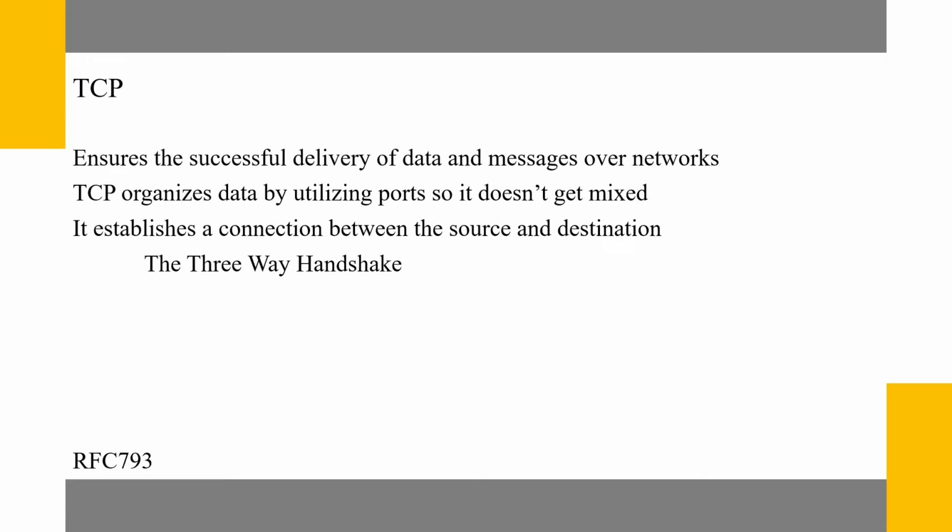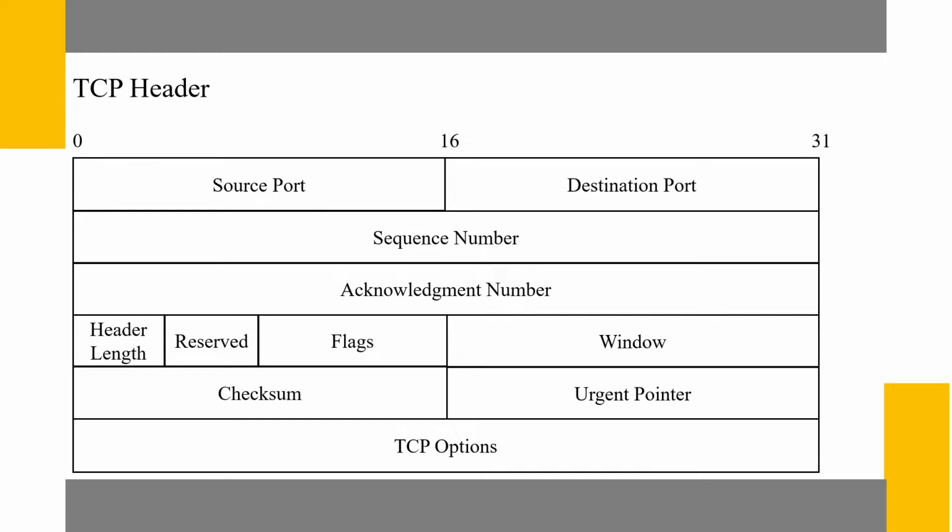The transport layer. Let's start with TCP. TCP is reliable, which means that it detects errors and retransmits the packets, and is connection oriented using the three-way handshake and then sends data. Here is the TCP header.